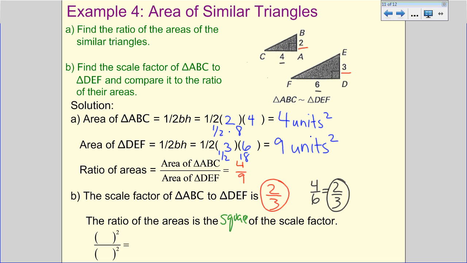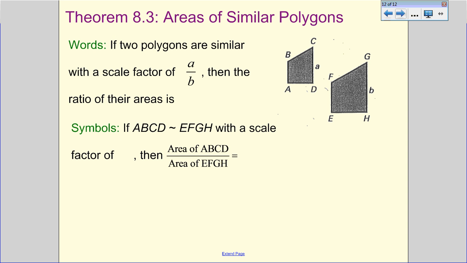of the scale factor. So what does that mean? Well, if I look at my scale factor, 2/3, if you square 2, that means you're doing 2 times 2, which is 4, showing up here. And then we have 3 times 3 for being squared, and that's 9. So because area is squared, our ratio, when we take a look at the areas, is going to be squared. So I can find a scale factor given the ratio of the areas by taking the square root of both of those. Or I can find the ratio of the areas by squaring the scale factor. And so that's our theorem here.